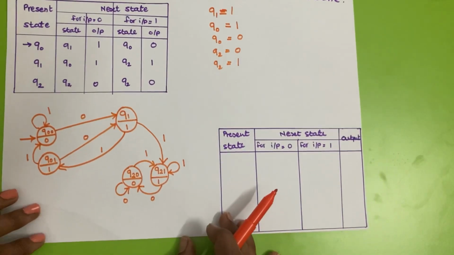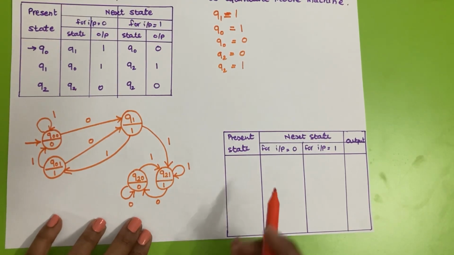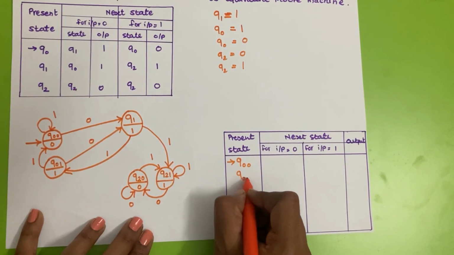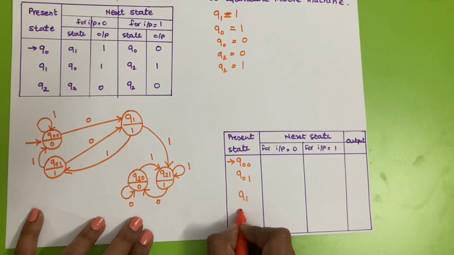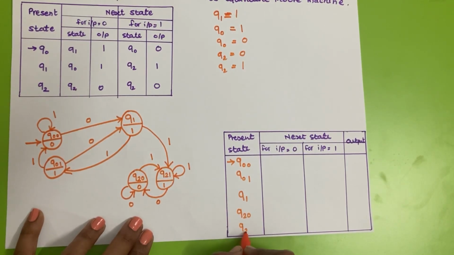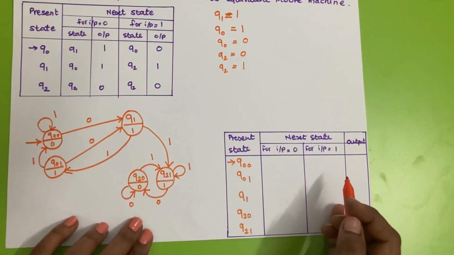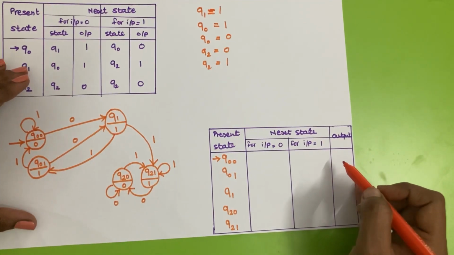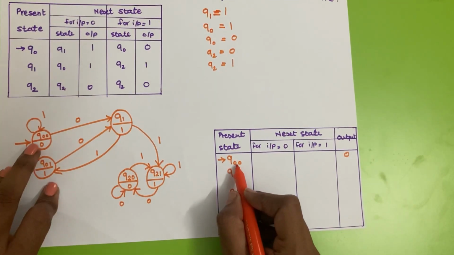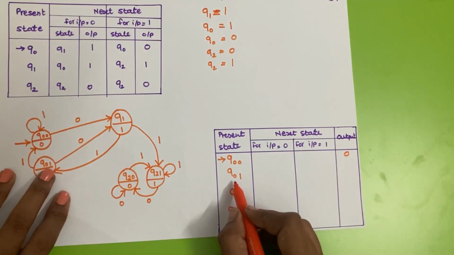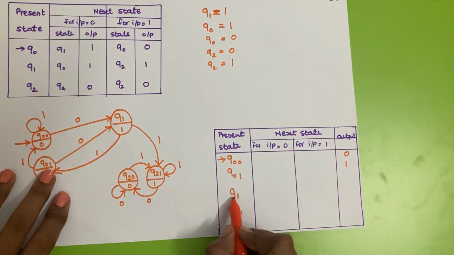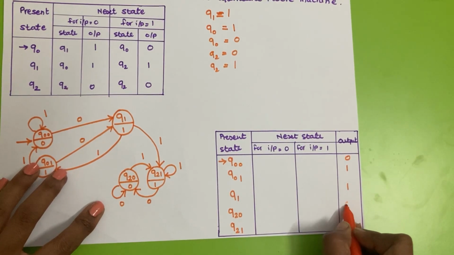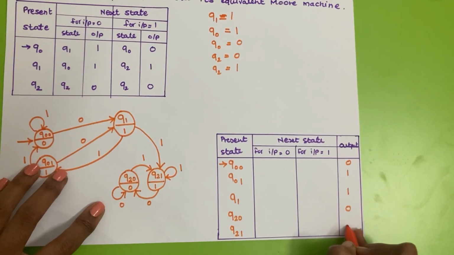So this will complete our diagram of the equivalent Moore machine. Now we'll start to draw the table. The states will be Q0 0, then Q0 1, then Q1, then Q2 0 and Q2 1. We'll write it one by one. First I'll write the output symbols of each state. Q0 0 will output 0, Q0 1 will output 1. Q1 will output 1. Q2 0 will output 0 and Q2 1 will output 1.